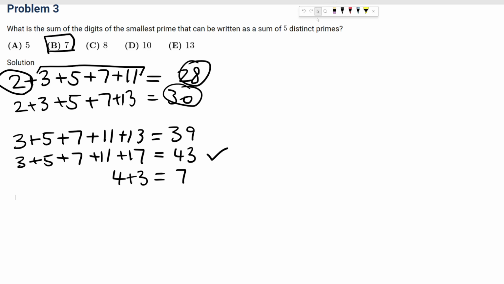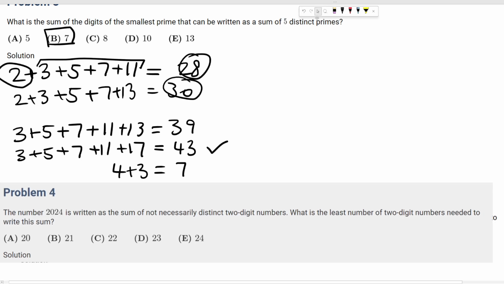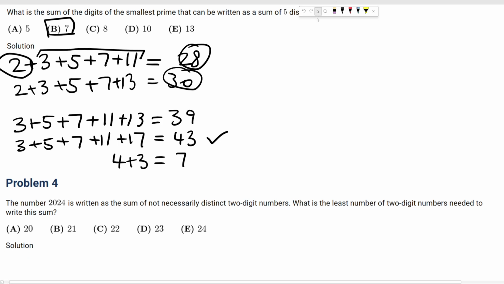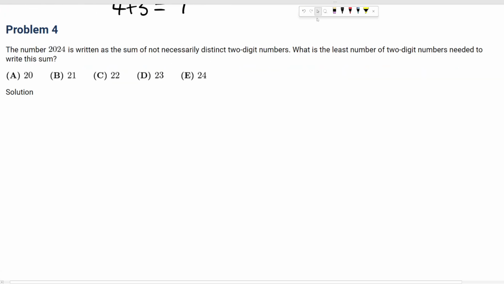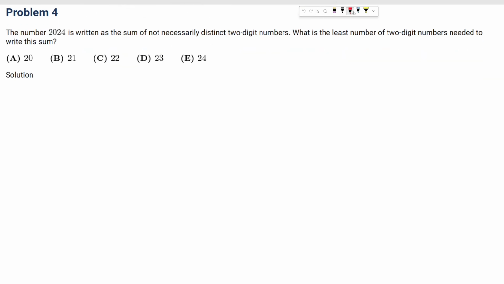Next problem. The number 2024 is written as the sum of not necessarily distinct two-digit numbers. What is the least number of two-digit numbers needed to write this sum? So what we're going to do is try to use the biggest two-digit numbers possible, because the bigger numbers we use, the fewer of them we have to use.